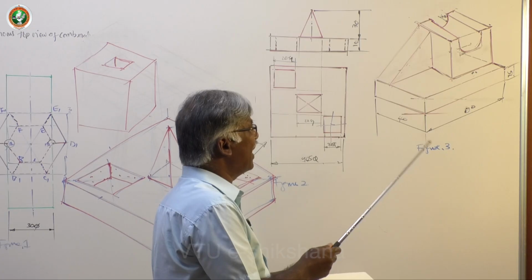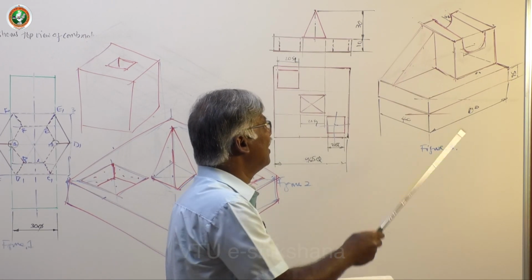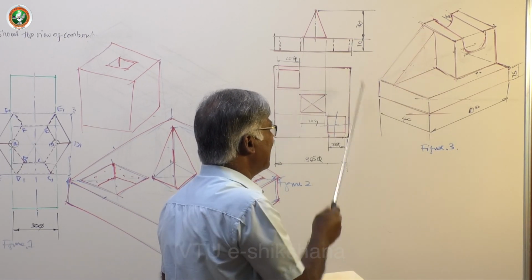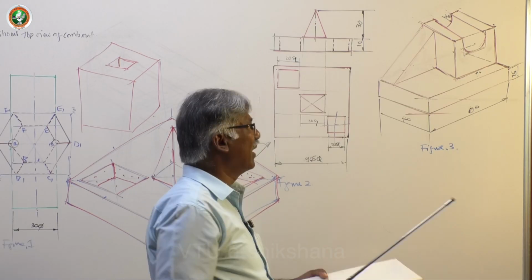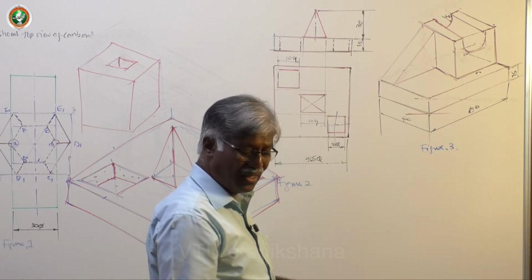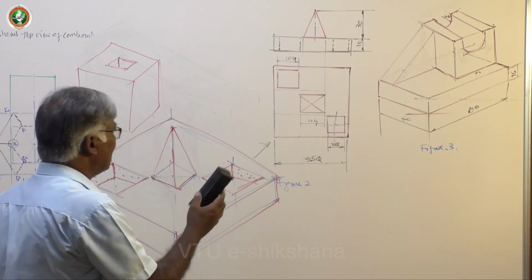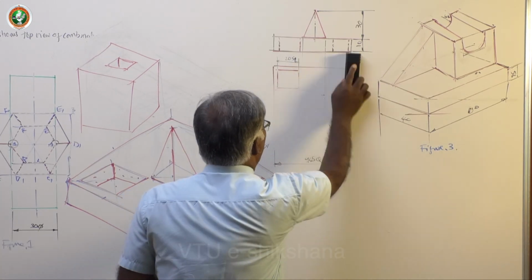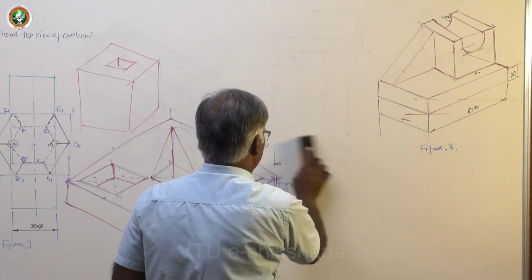We had already discussed this type of thing. This is the wedge we have kept at the end. This is the model I have. Now, how do we draw the top and front views of this?